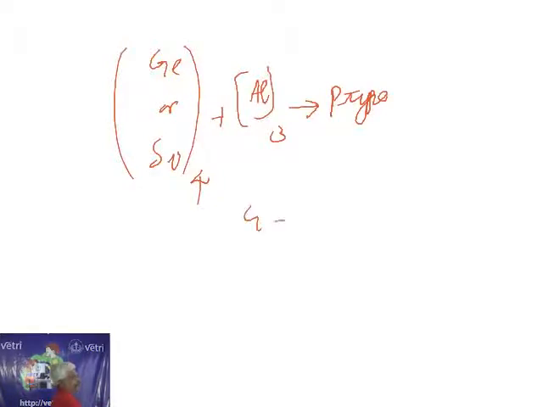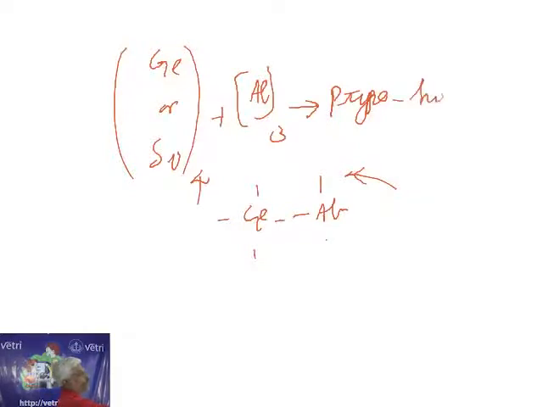Here germanium has valency 4 and aluminium has valency 3. In order to make a covalent bond with the germanium, it requires one more electron. This one electron may be taken from the nearest atom. So one electron is accepted, so they are called acceptor impurity. Since one electron is taken from the neighboring atom, there is a hole. The hole is called positive.